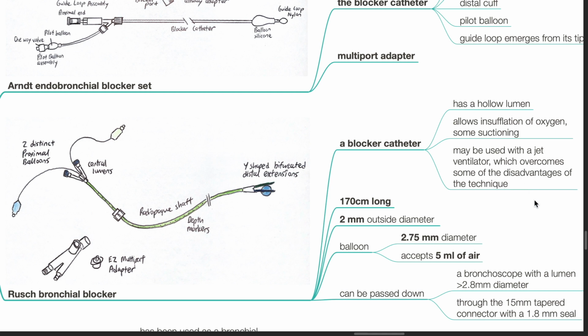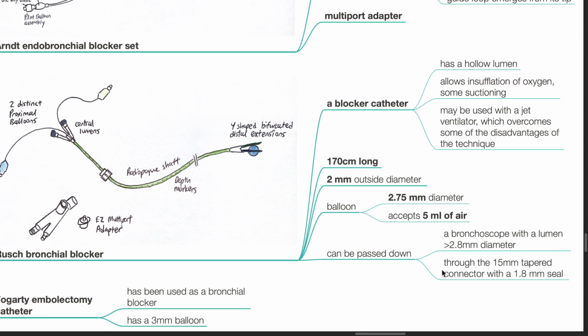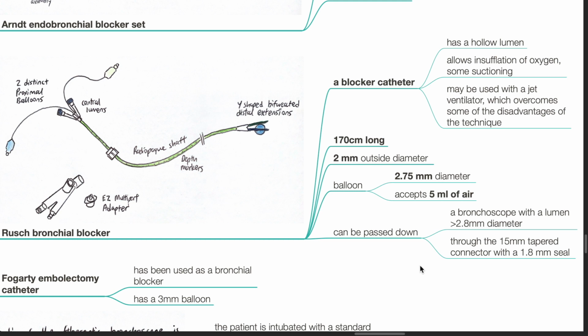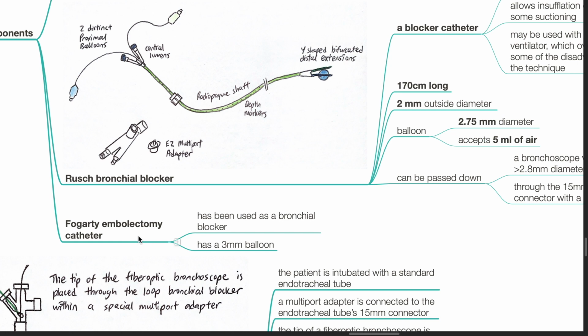It may be used with a jet ventilator, which overcomes some of the disadvantages of the technique. It is 170 cm long. There is a 2 mm outside diameter. The balloon is 2.75 mm diameter and accepts 5 mL of air. It can be passed down a bronchoscope with a lumen of more than 2.8 mm diameter or through a 15 mm tapered connector with a 1.8 mm seal. A Fogarty embolectomy catheter has been used as a bronchial blocker. It has a 3 mm balloon.